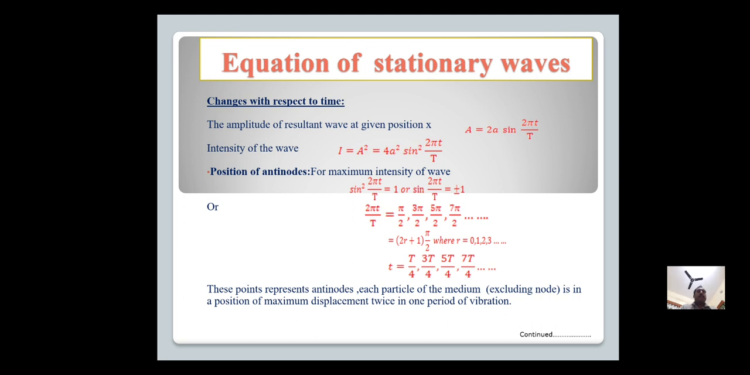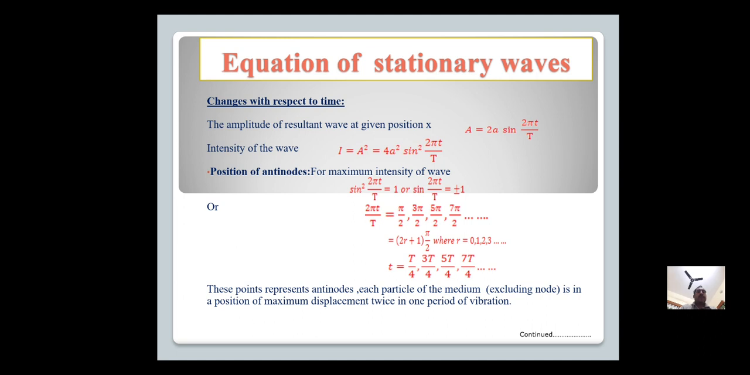Now let us see the equation change with respect to time. If at a given position x the amplitude is given by 2a sine 2 pi t upon capital T, the intensity is the square of the amplitude, equal to 4a square sine square 2 pi t upon capital T. Again solving it for the antinode, where the intensity is maximum, sine square 2 pi t upon capital T should be 1. On solving this, we get small t equal to T by 4, 3T by 4, 5T by 4, and so on. We get the positions of antinodes.